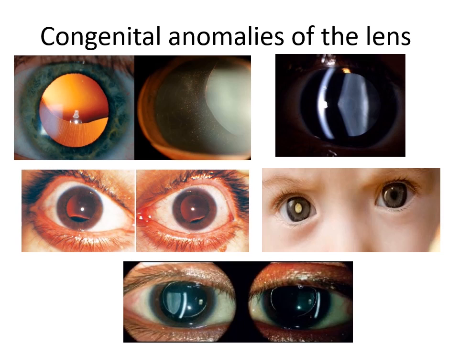Next picture is the congenital cataract. As we said, this is the commonest type of congenital anomaly of the lens, and this will be discussed later. And the last picture is a microspherophakia, and this is usually bilateral, a small spherical lens.